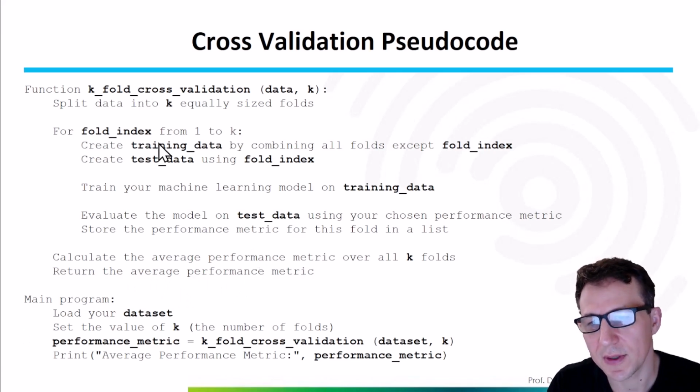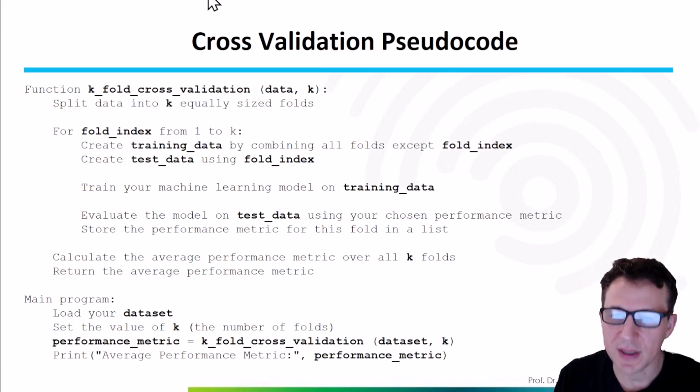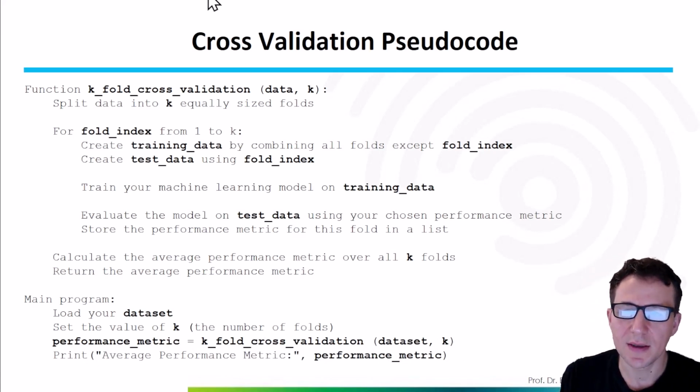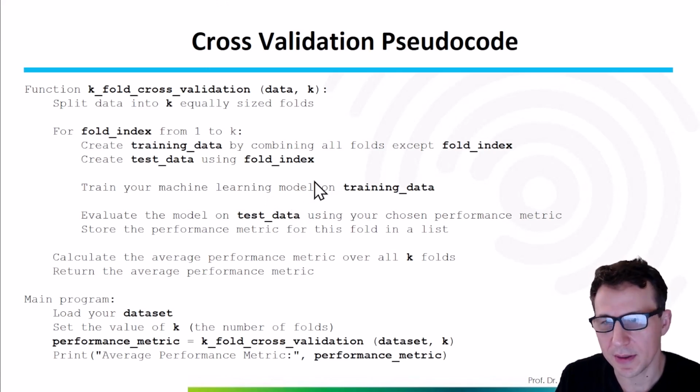So this is cross-validation. From the main program, it might look like you load a data set, you set a value of k, and then you call your cross-validation function providing the data set and k, and what you receive is a performance estimate. So what cross-validation does is it gives you a number, like how good does the model you choose perform on your data set.